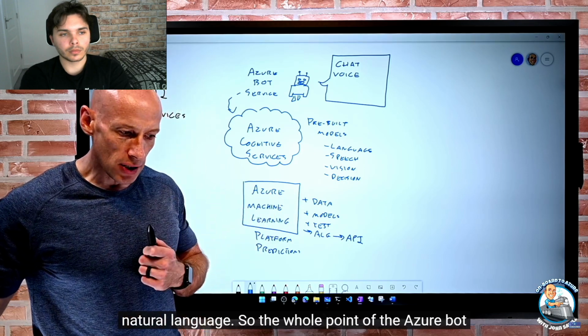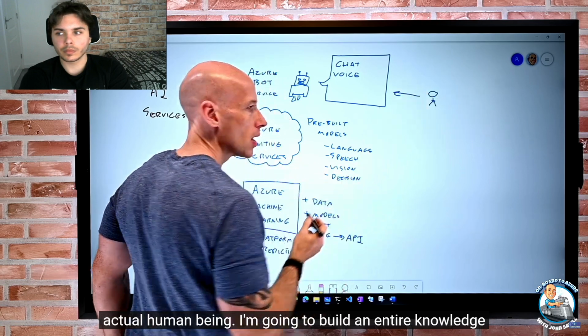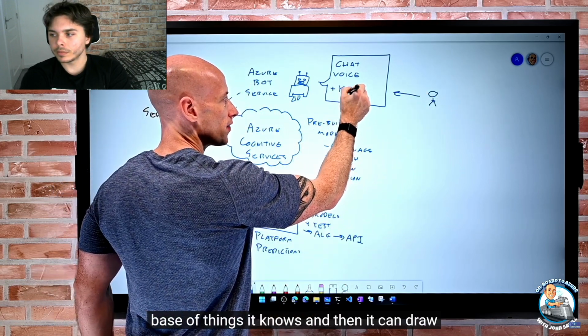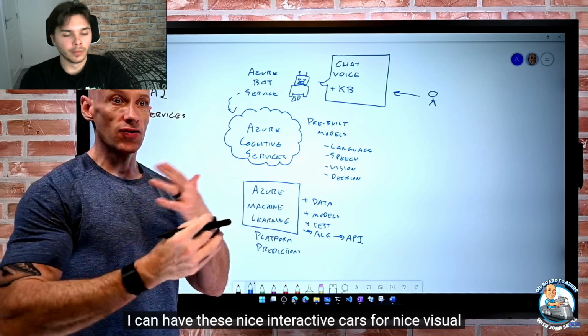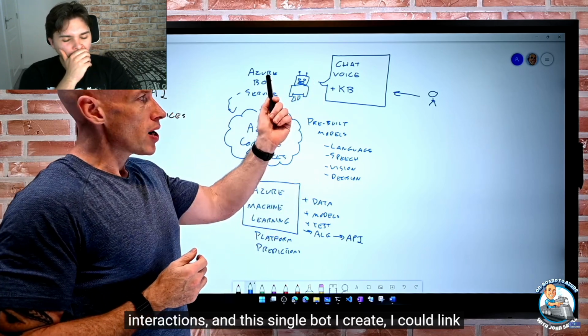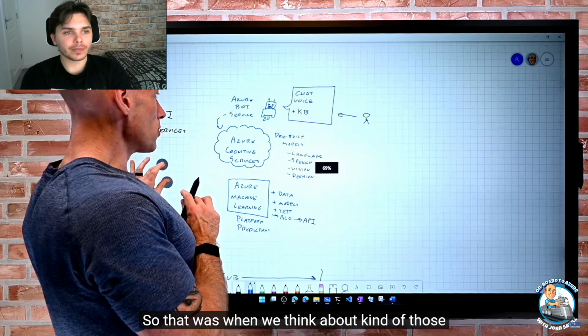So the whole point of the Azure Bot Service is I want those kind of interactions with an actual human being. I'm going to build an entire knowledge base of things it knows and it can draw from how it can respond and answer to that person. I can have these nice interactive cards for nice visual interactions. And this single bot I create, I could link into many different types of channels to actually use that. So those are when we think about kind of those AI services.